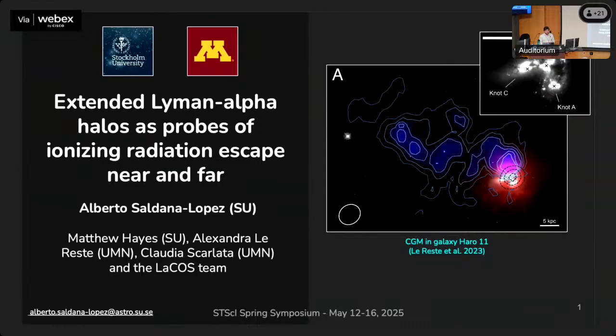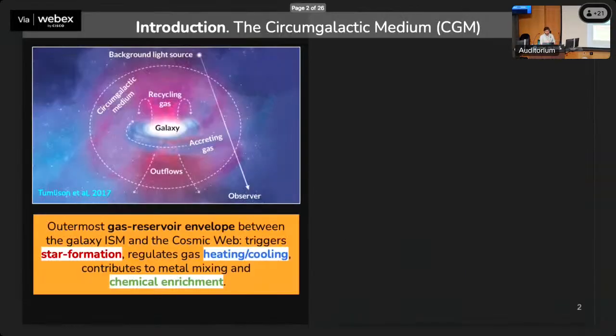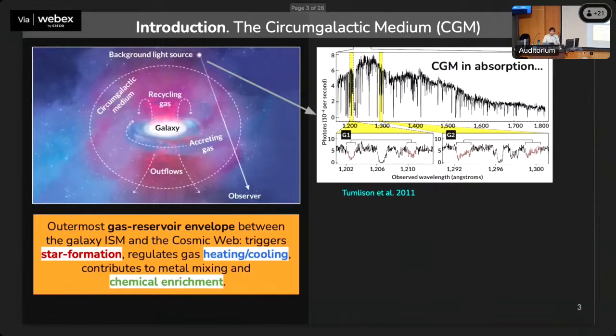So I'm going to talk about the extended Lyman alpha halos. So let's dive in. All right. So first of all, what's the circumgalactic medium? I like to understand the circumgalactic medium as the outermost gas reservoir envelope between the ISM scale and the cosmic web. We know that the CGM is multi-phase, that the gas in the CGM can trigger star formation, it can regulate gas heating and cooling, and it also contributes to the metal mixing and the chemical enrichment of the galaxy.